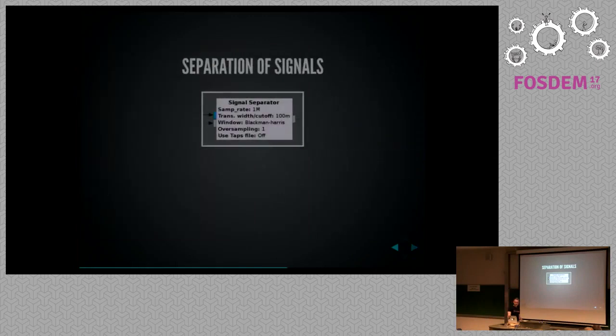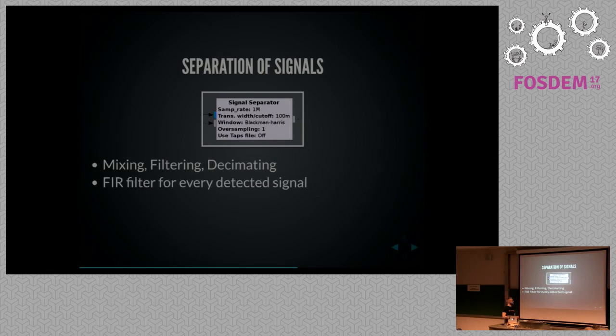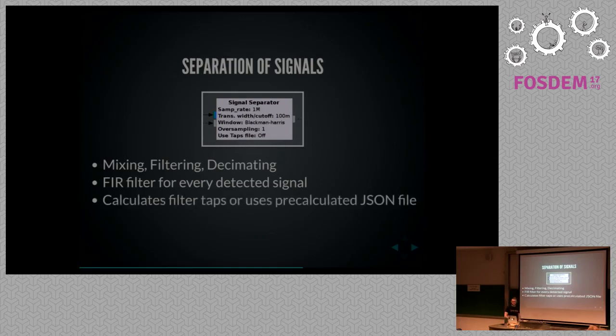So now, when we have detected the signals that we want to use, we have to do the downmixing, decimation and filtering. And this is exactly what the signal separator block does. It calculates an FIR filter for every detected signal and applies that in complex baseband. Or you can provide a JSON file with pre-calculated taps, to save CPU usage during runtime.